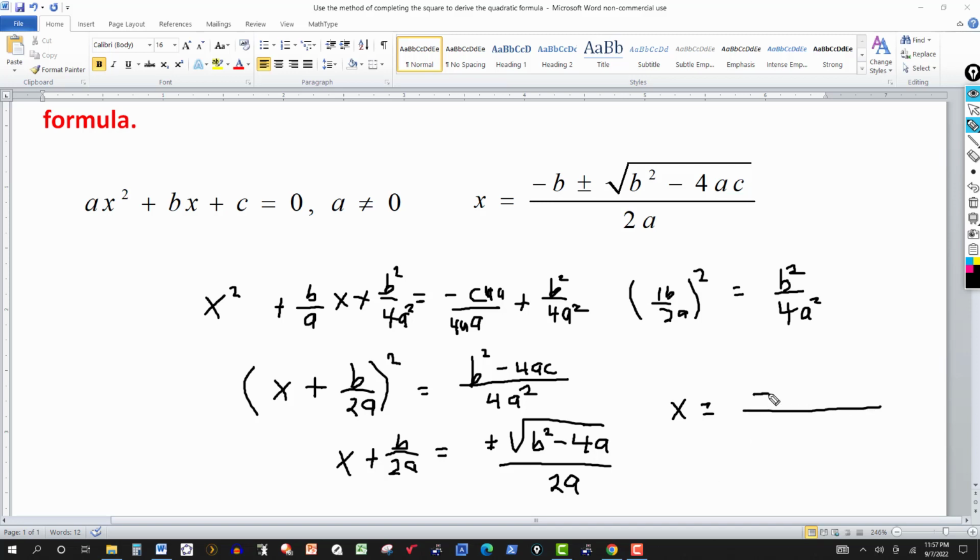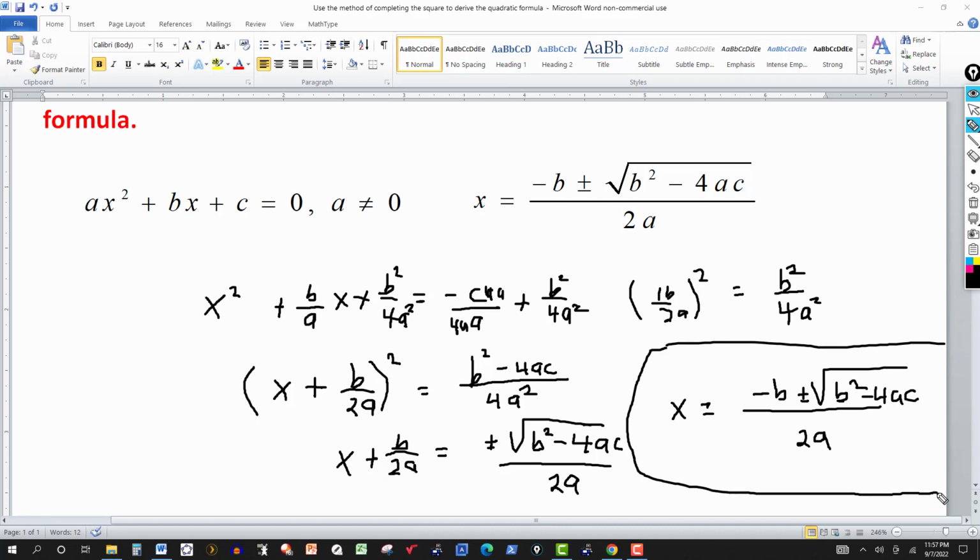The denominator over here is 2a, so I could just put it over one denominator. This will be minus b plus or minus the square root of b squared minus 4ac, over 2a. And that's how you generate the quadratic formula that can be used to solve any quadratic in this form.